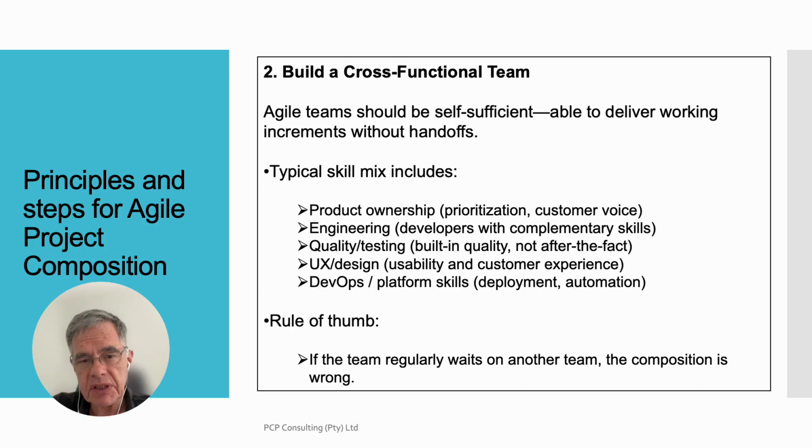Build a cross-functional team. Agile teams should be self-sufficient, able to deliver working increments without handoffs. Typical skill mix includes product ownership, prioritization, customer voice, engineering, developers with complementary skills, quality testing, built-in quality, not after the fact, UX design, usability and customer experience, DevOps, platform skills, deployment, automation. Rule of thumb, if a team regularly waits on another team, the composition is wrong.